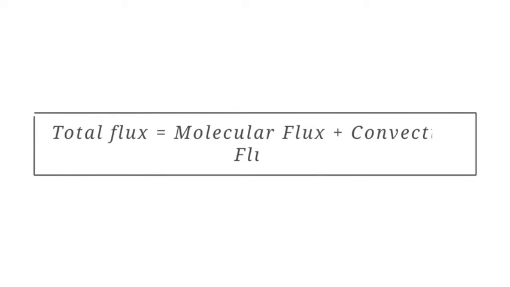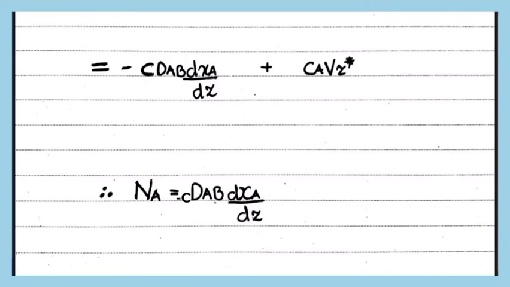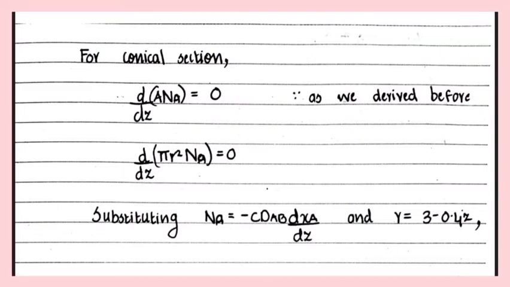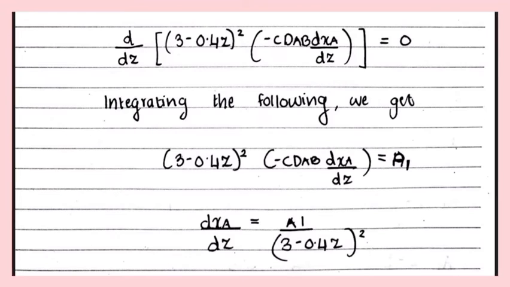We know that total flux is equal to molecular flux plus convective flux, which leads to the following. C_A v_Z is neglected because we are only considering molecular flux. Therefore, NA is equal to minus C D_AB dX_A by dZ, which is our second equation. As we derived before, we know that d(A·NA) by dZ equals 0. Now we know that area is equal to pi r squared. Substituting NA and R in the above equation, we get the following.